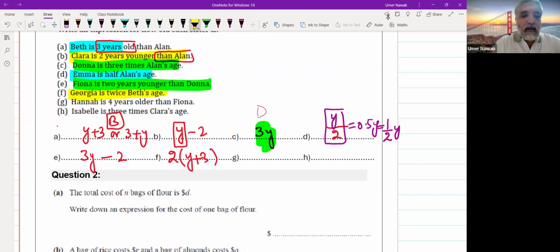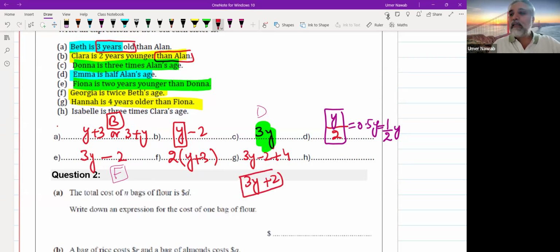The question said, Hannah is 4 years older than Fiona. So 4 years, where is Fiona? I think this is Fiona. So older than means I have to add 4. So 3y minus 2 plus 4. But shall I keep it like that? No. Since I have minus 2 plus 4, I need to simplify. So 3y, minus 2 plus 4 is plus 2. That's the final answer for this question.